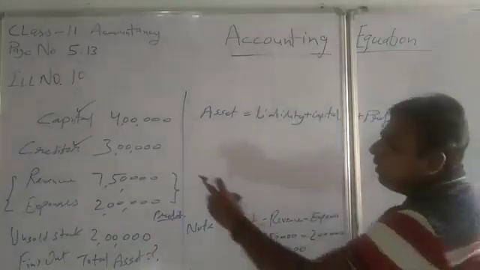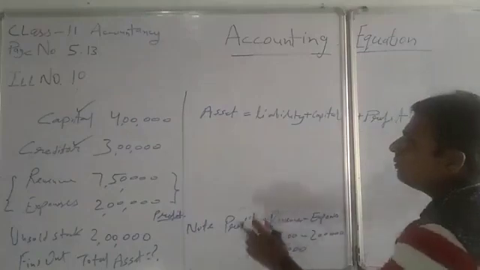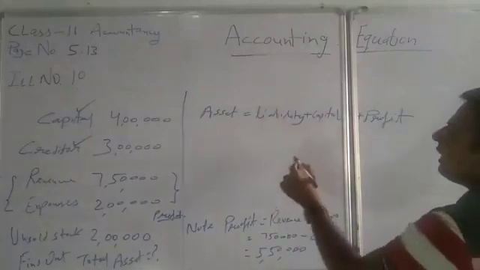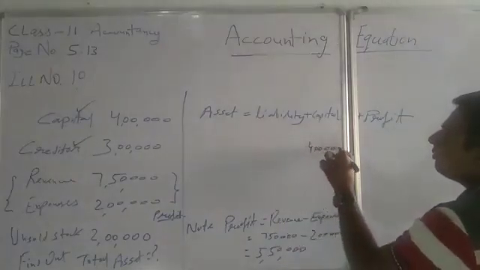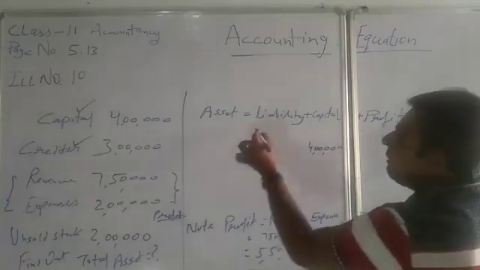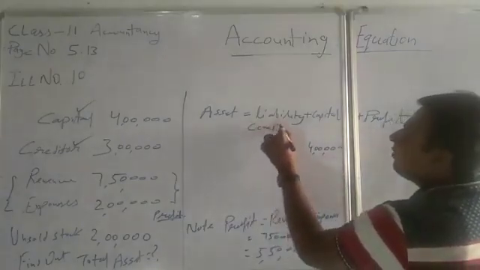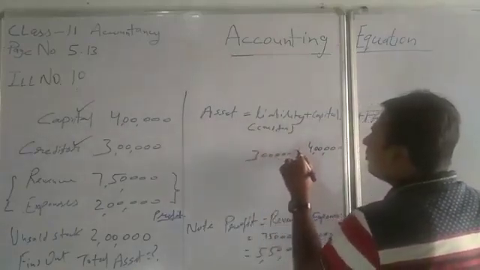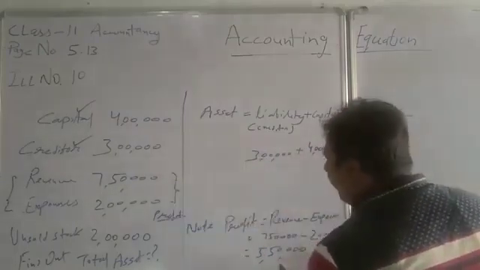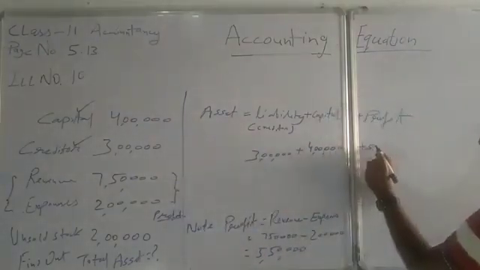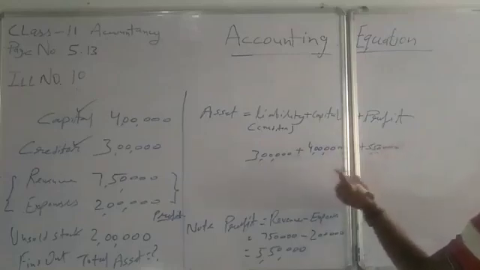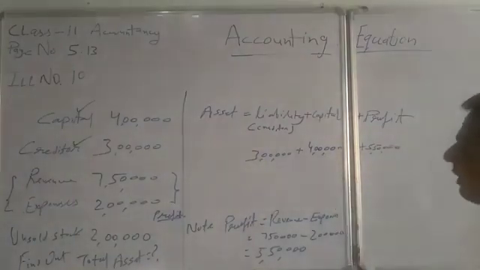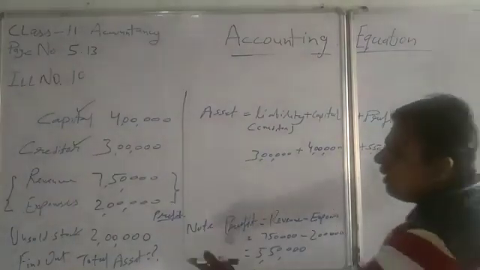So now, asset, how we have to find out the asset. So capital we have 4 lakhs. Liability means creditor, 3 lakh. Then profit will be added here. You can also add this nearby the capital, but I am writing it separately.